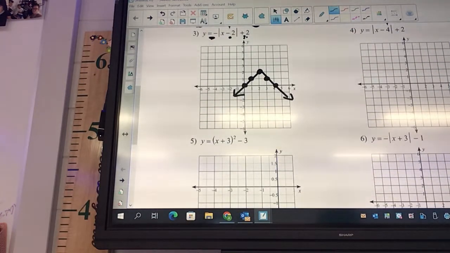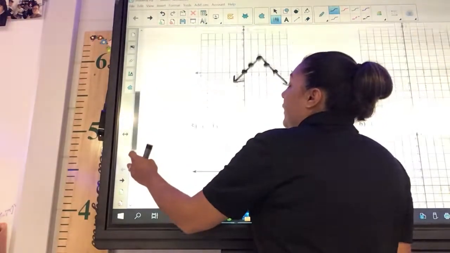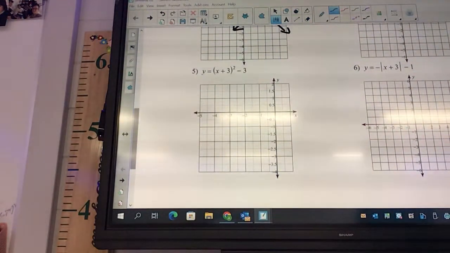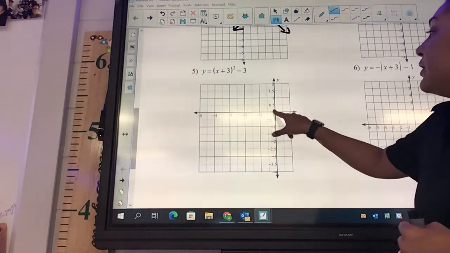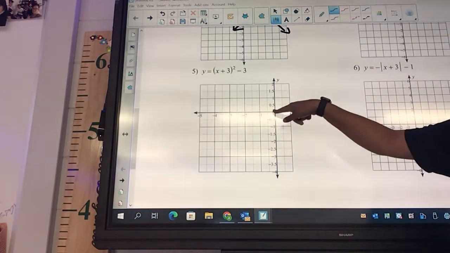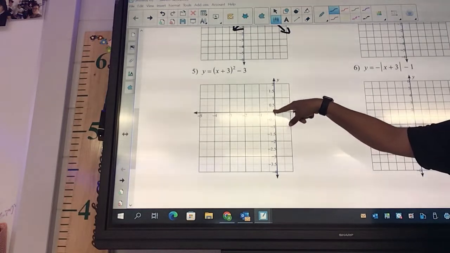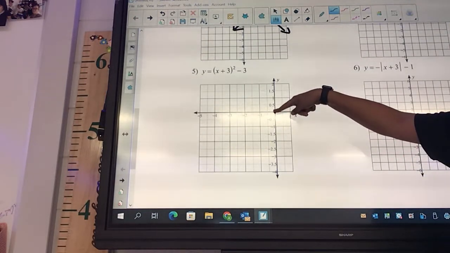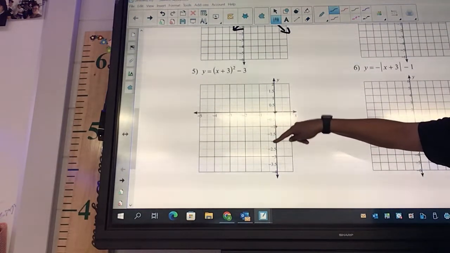Okay, look at 5. Is this going to be a V or a U? A U. How do you know? Because it has parentheses and the exponent. Okay, so still, we start at 0, 0. What does the minus 3 on the end do? Go down 3. 1, 2, 3.